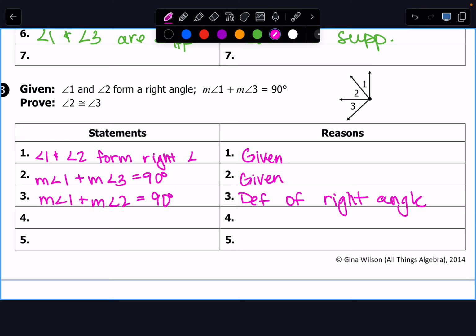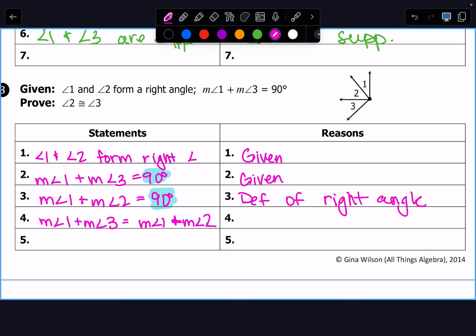We cannot do that. But what we can do is we can say, hey, I have two things that equal 90. And since I have two things that equal 90, I can say measure of angle 1 plus measure of angle 3 equals measure of angle 1 plus measure of angle 2. Then you subtract measure of angle 1. I don't think that's how it works. Yes, it is. You do that. What's wrong with this?